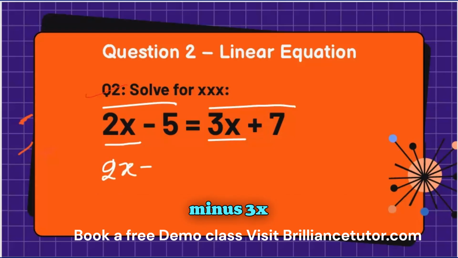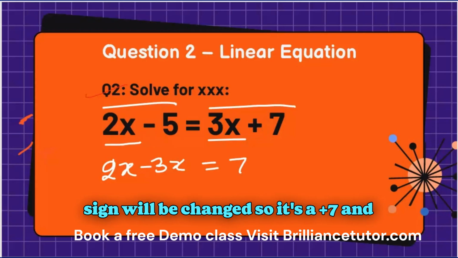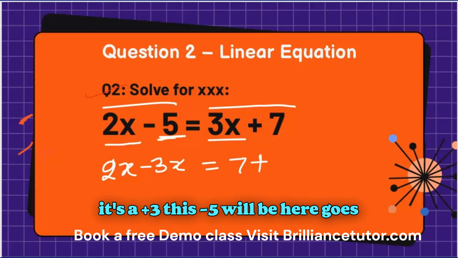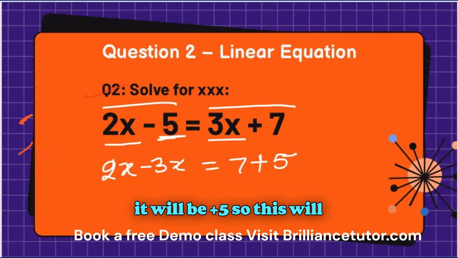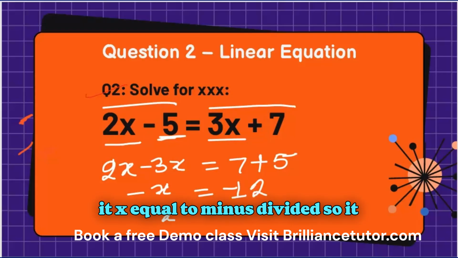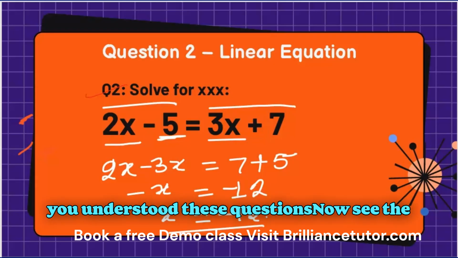It's 2x minus 3x, and when a term goes from this side to that side, its sign will be changed. So it's plus 7 and it's plus 3. This minus 5 goes over here, so it will be plus 5. So this will be minus x, and this will be 12. How much? It's 12 here. So x equals minus 12. I hope you understood this question.